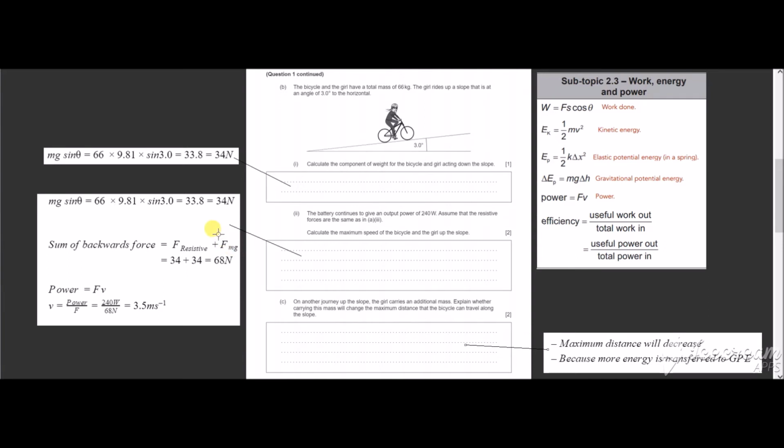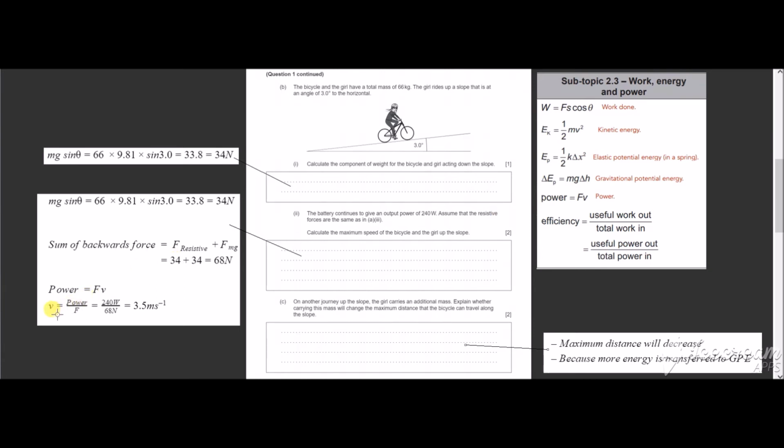So we already know the resistive force, and that is 34 from the previous question, from question A3. And then we just got 34 newtons for F mg. So when you add the two values up, you'll have 68 newtons. Then we will have to use the formula, power is equal to force times velocity, and you can find the equation in the data booklet over here.